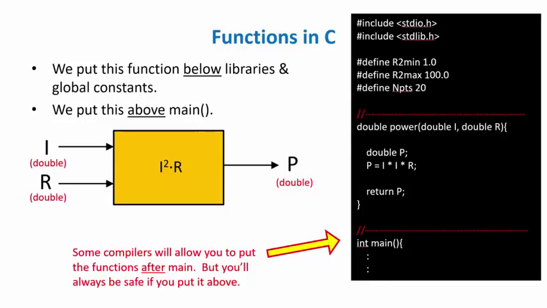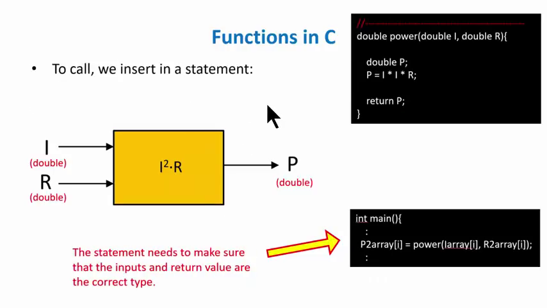But I'm going to tell you, why fight it? I guarantee that it's always going to work if you put the functions above main. So let's just do that from now on out. Okay. All right. So now that's where you put it. It's actually in the same file. And then the question becomes, how do you call it? Well, once the compiler knows that it's there, within the calling function, all you're going to do is treat it just like a function.